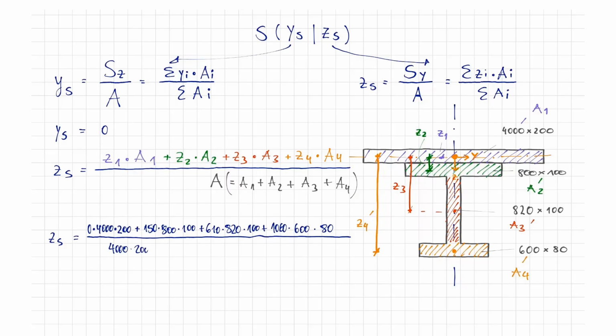This is now divided by the sum of all partial areas. You can easily get it from the numerator or from the drawing. This results in zs of 112 mm or 0.112 meters. This distance describes the position of the center of gravity in relation to our defined coordinate system.